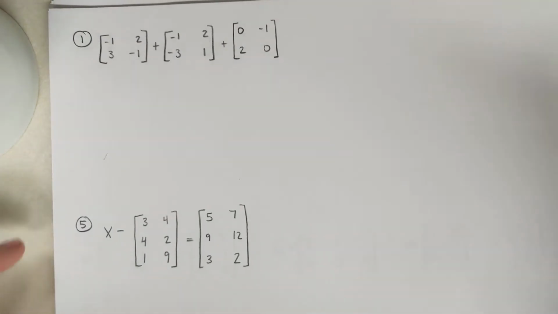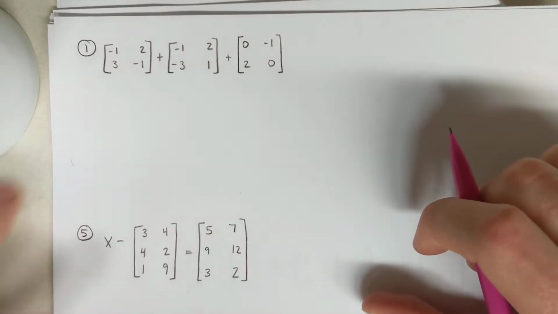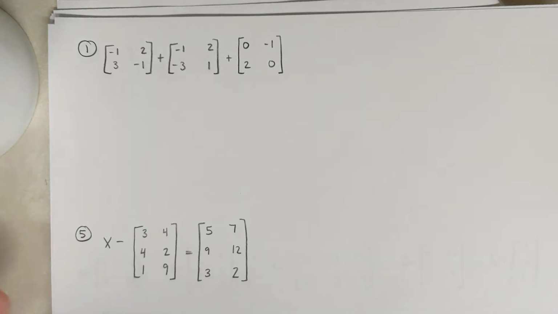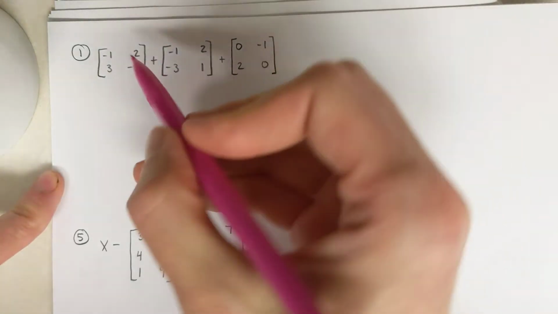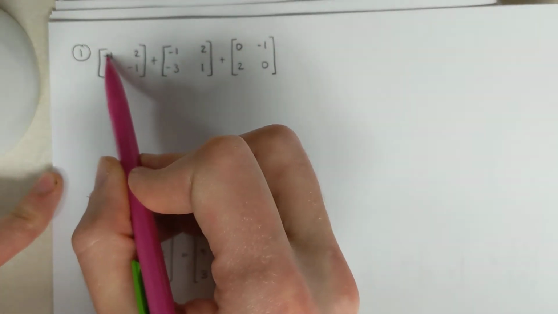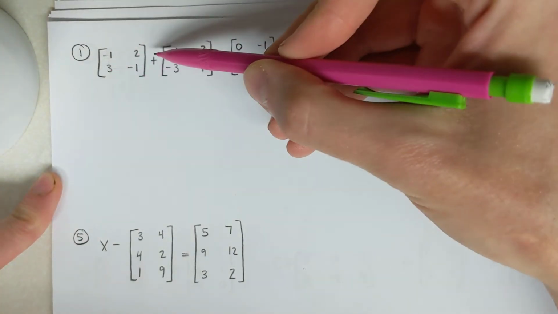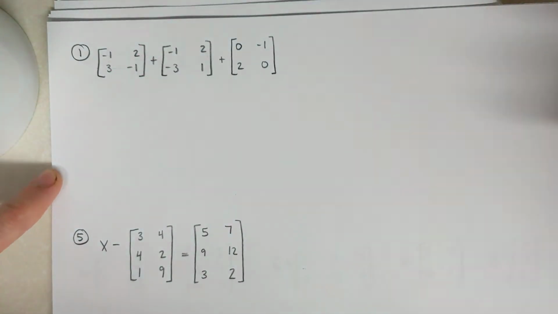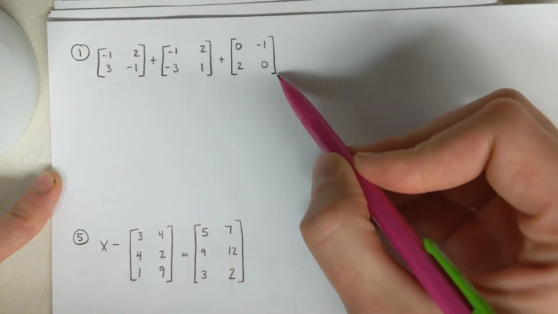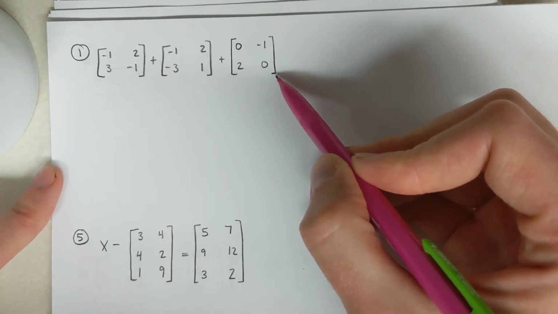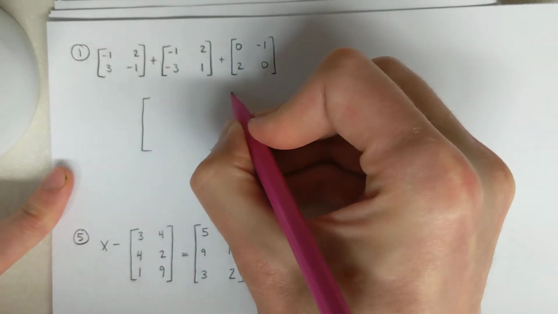So number one, all we're doing here is adding the matrices together. Remember that in order to add matrices, they have to have the same dimensions. And to find the dimensions, it's rows first and then columns. So for example, this matrix has two rows and 2 columns. So this is a 2 by 2 matrix. So is this, and so is this. So they're all 2 by 2s, so we can add them together, and so the answer should also be a 2 by 2.